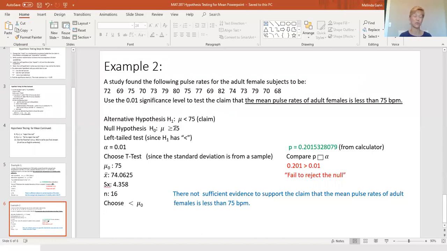Then I had to decide which one was the null. Remember, that's the one with the equal. So this one's got the equal, so this is the null. By default, that one's the alternative. And the alternative tells you which test to run. So it's a left tail test because I've got less than. Okay, and then my significance level was 0.01 this time.